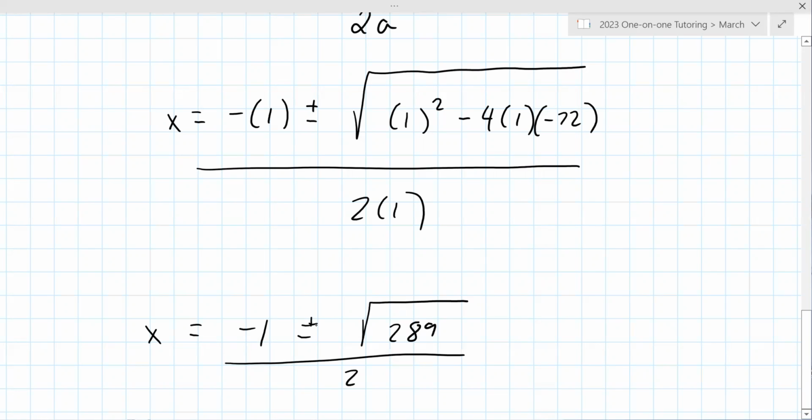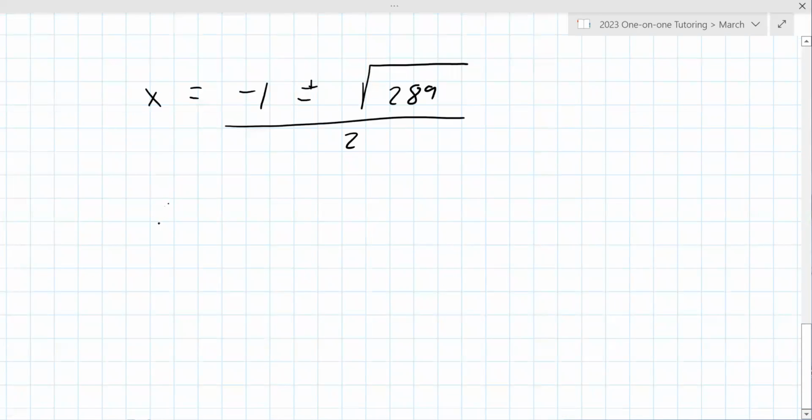Is the square root of 289 a perfect square root? Does it reduce to a nice number? And you can always just try. Just say, all right, go to my calculator, see what I come up with. 17. It is 17. So we keep going here. This one we can work out a little bit more. It's minus 1 plus or minus 17 over 2.